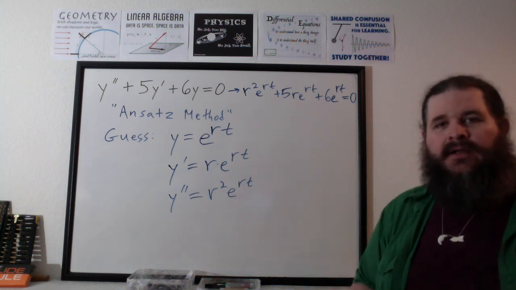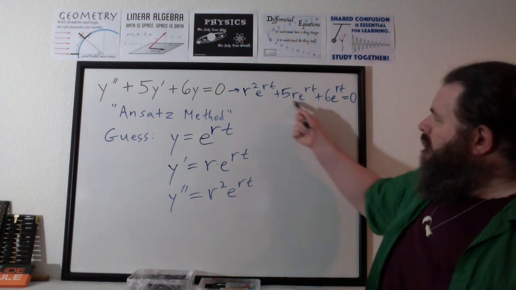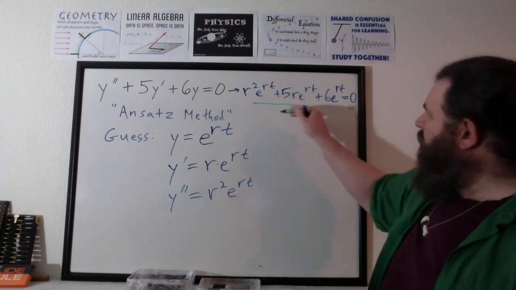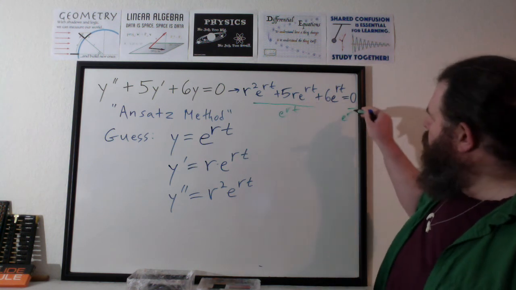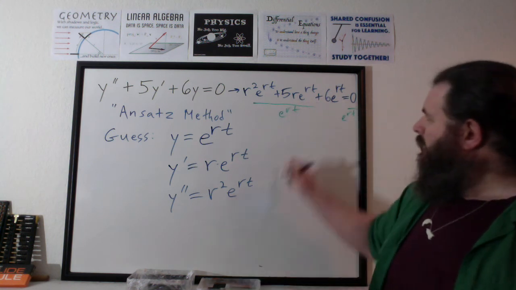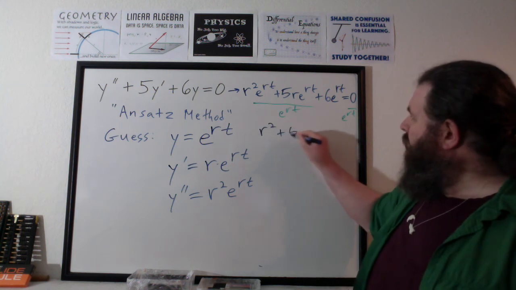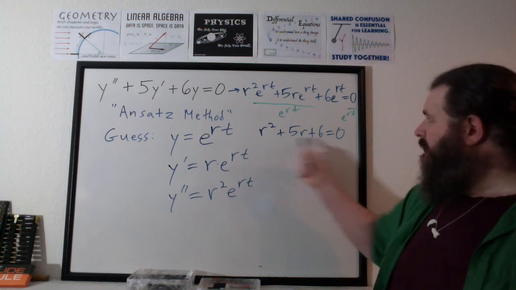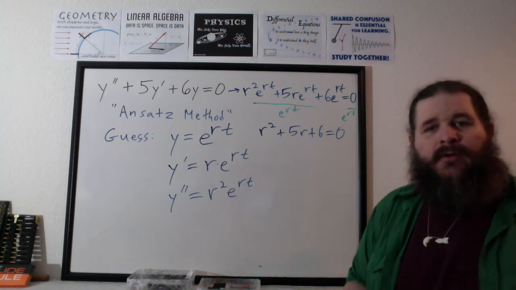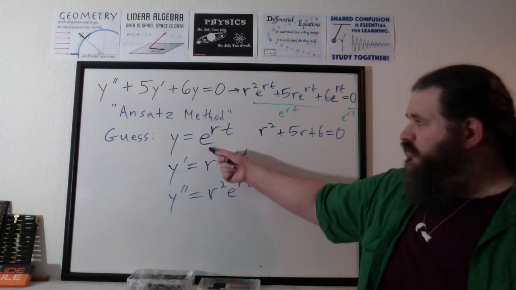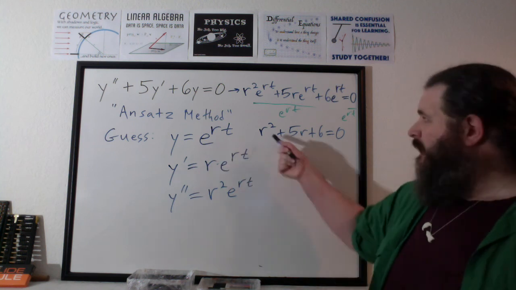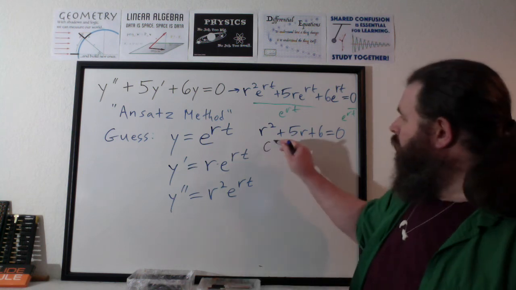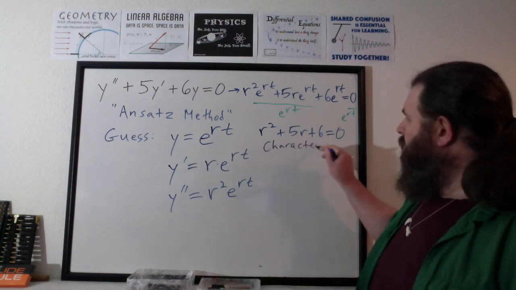In this case, we've got e to the rt in every term, so we could divide that out. Let's just go ahead and divide both sides by e to the rt. And we end up with r squared plus 5r plus 6 equals 0. In other words, a quadratic equals 0. And it's certainly possible for a quadratic to equal 0. So that suggests this should work as a solution as long as we can find the r value that makes this work. This, by the way, is usually called the characteristic quadratic of the differential equation.